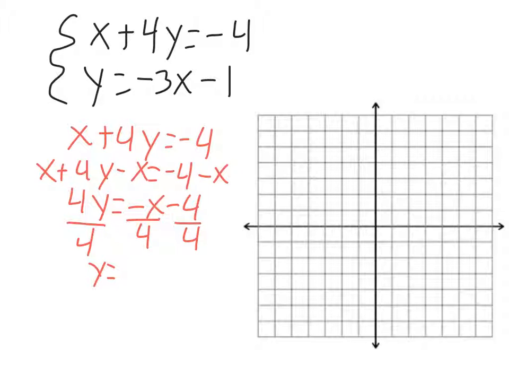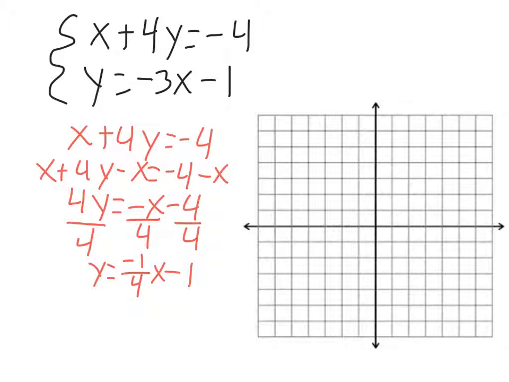negative x over 4. We need a number in front of x to be able to graph it with slope. So what number do we say is in front of x when there's nothing there? 1. Since it's negative, negative 1. So this will become negative 1/4 x, and then minus 4 divided by 4 is 1. So y equals negative 1/4 x minus 1. So now we have that in slope-intercept form.